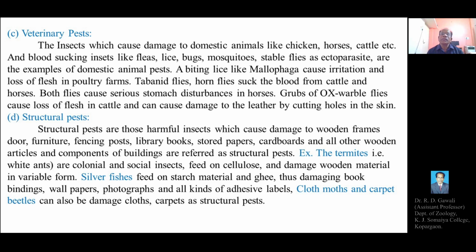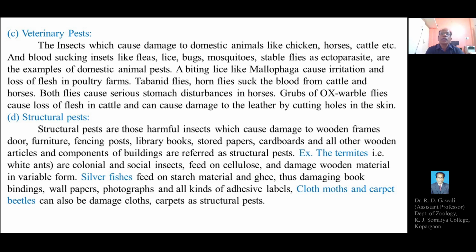Then certain flies serve as blood feeders, like tabanid flies and horn flies, sucking the blood from cattle and horses. Both the tabanid fly and horn flies cause serious stomach disturbance in horses. Then grubs or the larvae of ox warble flies cause loss of flesh in cattle and can damage the leather by cutting holes in the skin. So these are different types of insect pests which attack domestic animals and act as veterinary pests.